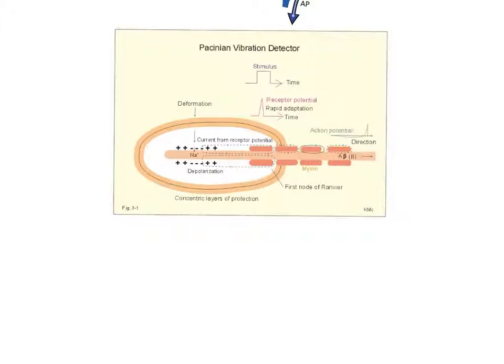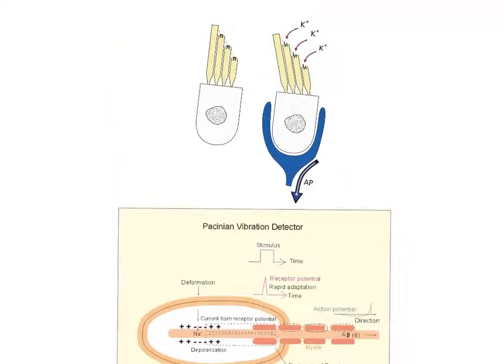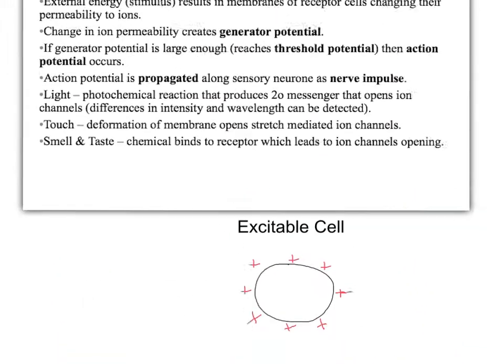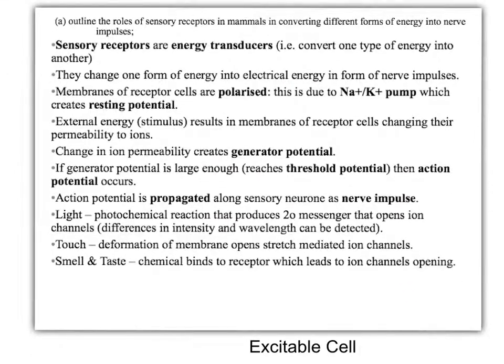Okay, so the details of how all these receptors work are not really important here. The important thing is to understand that all of them work as energy transducers, which are able to convert some form of energy stimulus in the environment into electrical energy in the form of a nerve impulse. And again, this word energy transducer is a word you should be aware of. And then some of the details.